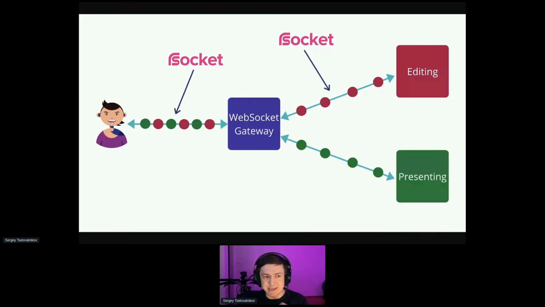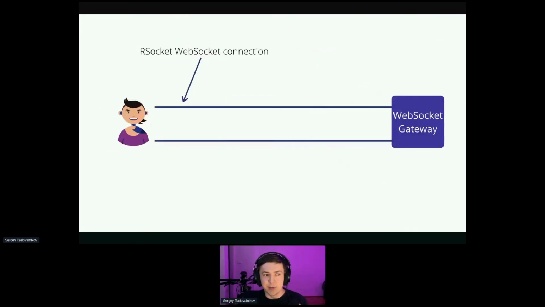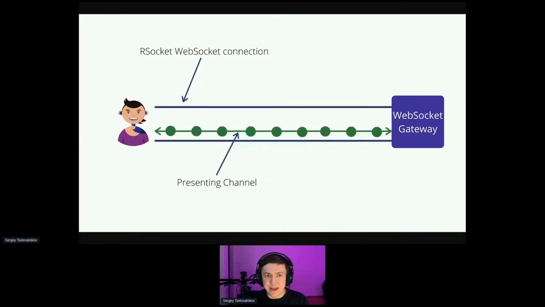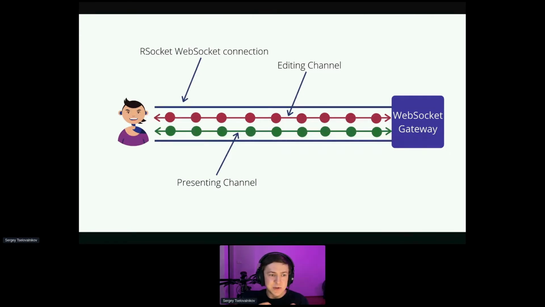So let's take a look in detail at how such a connection could work. Here is Bob, and Bob has just connected to the WebSocket gateway. He just established the WebSocket connection. Within this connection, Bob can create multiple channels, for example, a presenting channel and a channel for the editing service. RSocket takes care of creating and managing these channels, and it also ensures the order of messages within them. And what's really important, every such channel has its own backpressure.